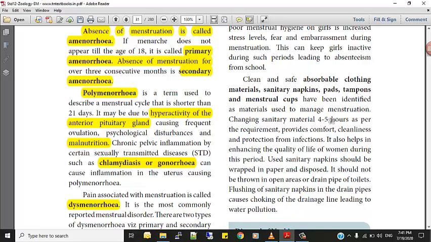Changing sanitary material every 4 to 5 hours, as required, provides comfort, cleanliness and protection from infection. I would like to highlight this; it is very, very important. Many of the girls will not follow this. It is very important to change, whether there is a heavy flow or less flow. The sanitary materials used for the menstrual flow should be replaced by a new one every 4 to 5 hours. So it should be clean hygiene.